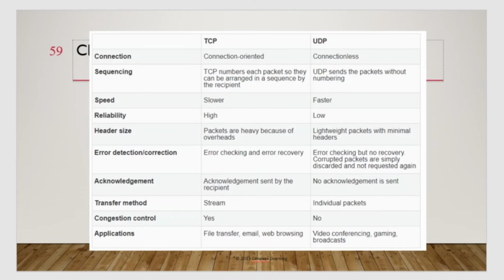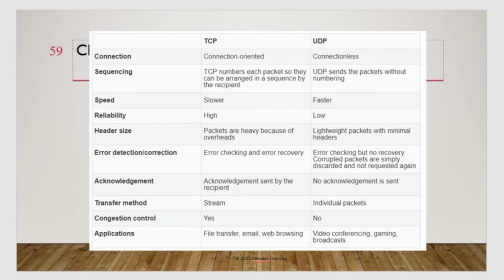Okay, so this is a comparison between the TCP and UDP. Now, for the connection, TCP is connection-oriented while UDP is connectionless. For the sequencing, TCP numbers each packet so they can be arranged in a sequence by the recipient. Yun nga, yung bawat packet ay merong header, and bawat header merong mga instructions kung saan sila dapat pumesto or paano sila ma-order. Okay?